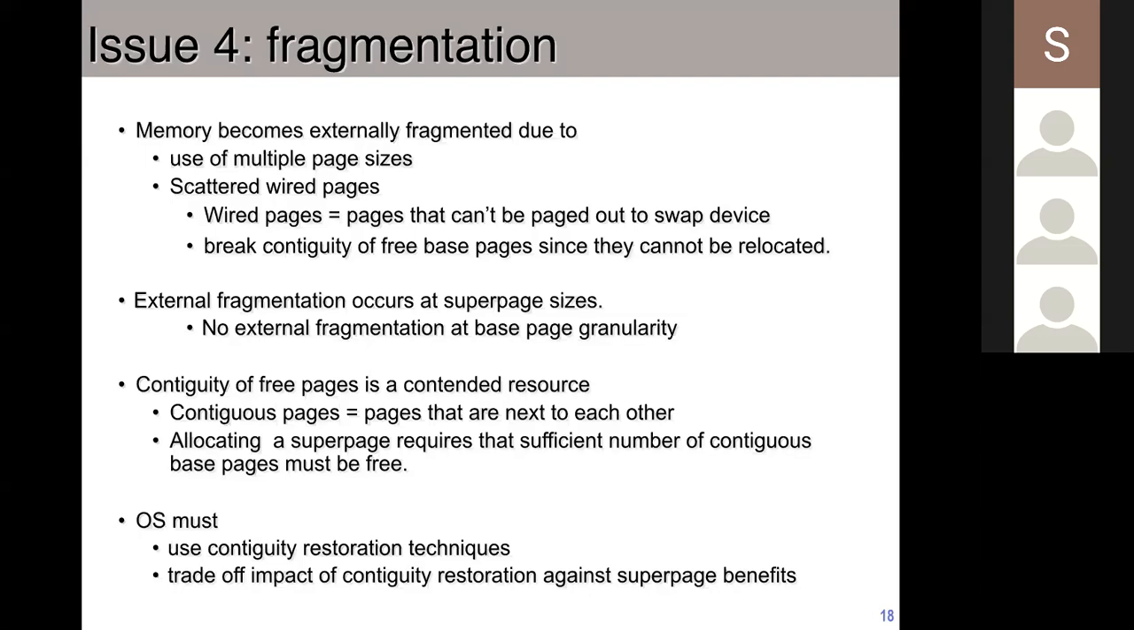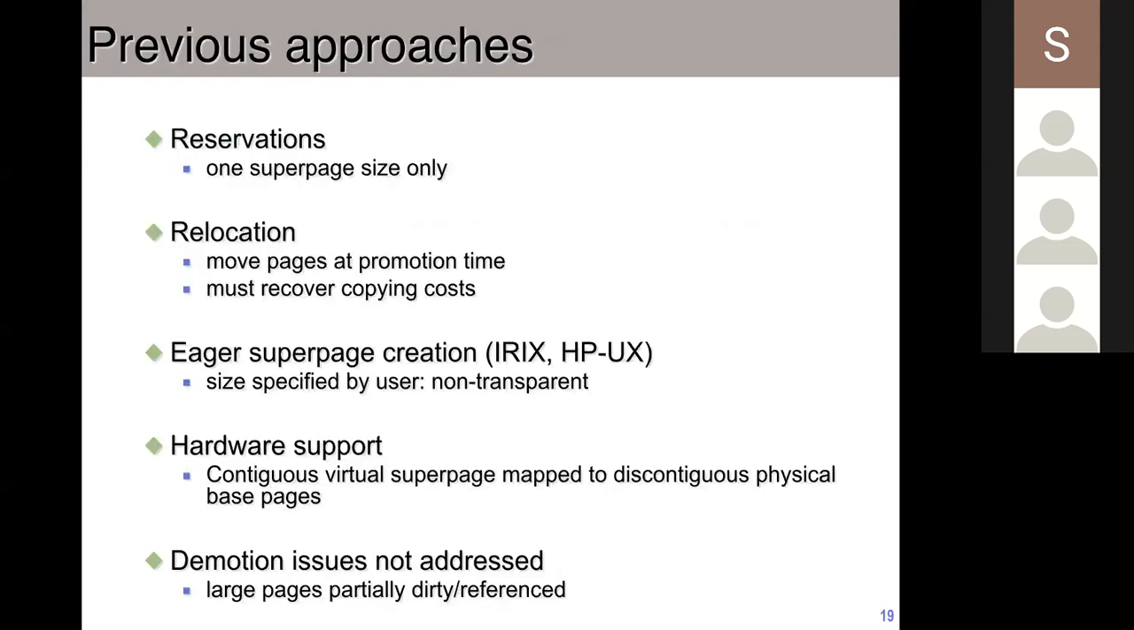Okay, so let me proceed. As we've seen, there are 4 problems identified: allocation, promotion, demotion, and contiguity, or reducing external fragmentation, right? As I mentioned, these guys were not the first ones to look at using superpages. Before that, people had thought about using superpages. For example, a process could reserve an area of memory as a superpage, but they were allowed to use only one superpage, which means that you didn't have a mix of superpage sizes.